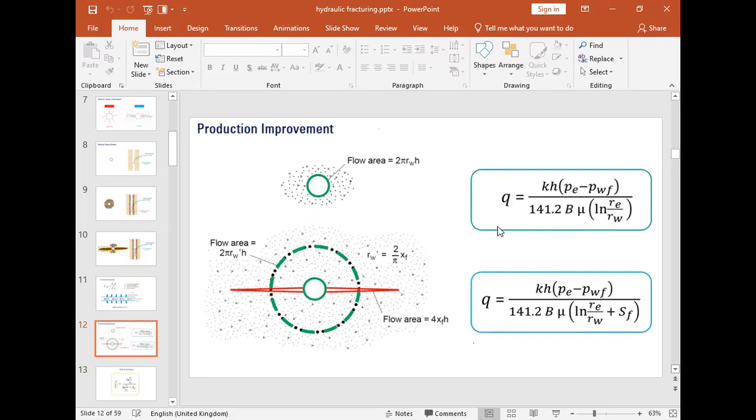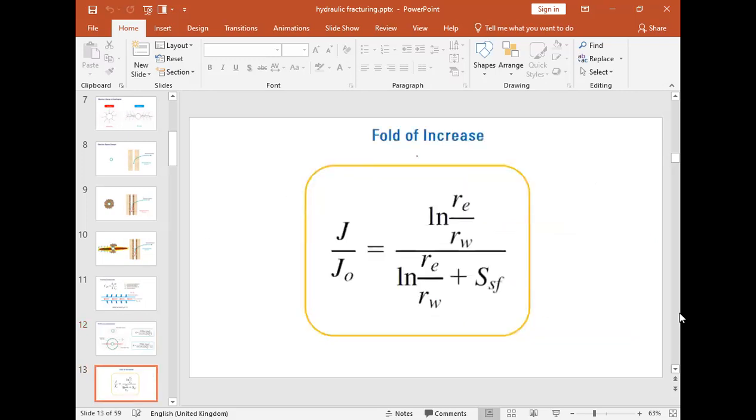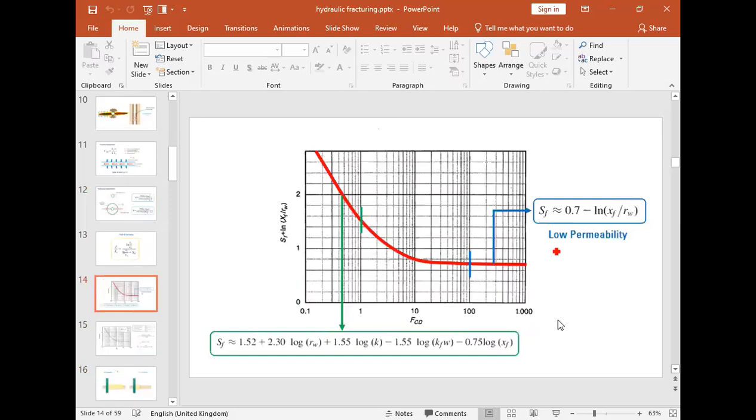you realize that if I take this divided by this, the productivity index is flow rate divided by change in pressure. So when I calculate the ratio, generally this pressure change will not be existing in that formula. So to get the fold of increase, this is our formula that has to be applied.